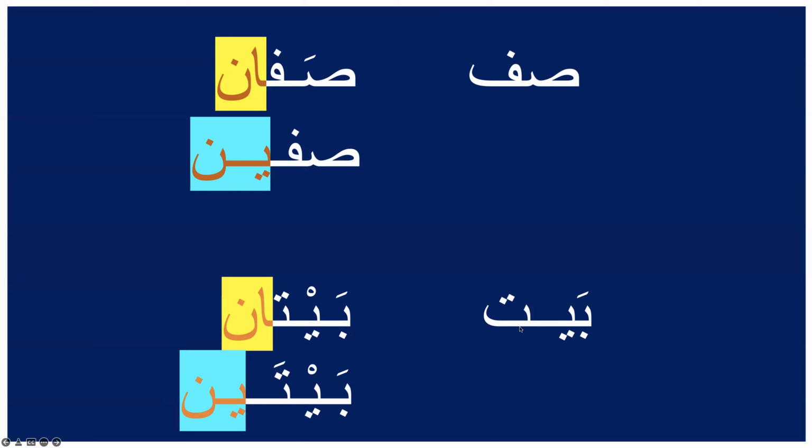For the word bait, which means house, the dual form is baitan or baitani. So we attach the suffix alif and noon to the word bait. Or baitaini with ya and noon, we attach the suffix ya and noon. Again, these two suffixes or these two forms, they are not interchangeable. It always depends on what precedes the word. We're going to see an example shortly.